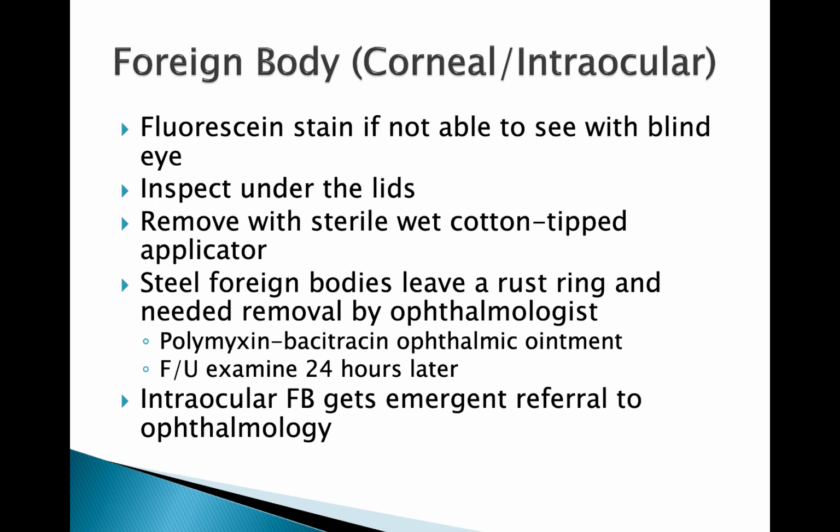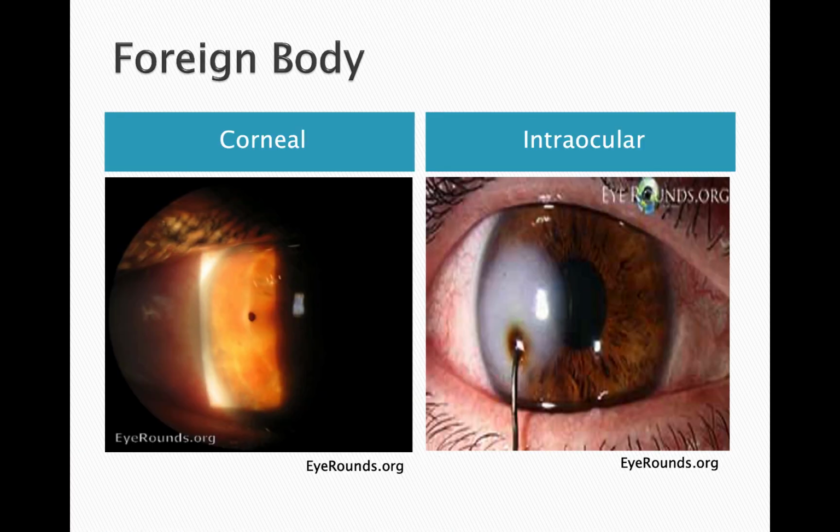and try to sweep it off of the eye. If you have a foreign body that is made of steel, these can leave rust rings, and this needs to be removed by an ophthalmologist. So we recommend that they follow up and get examined by an ophthalmologist within 24 hours, even if you get the foreign body off. And then clearly, an intraocular foreign body gets an emergent referral to ophthalmology. So here is a foreign body on the cornea, and here is an intraocular foreign body.